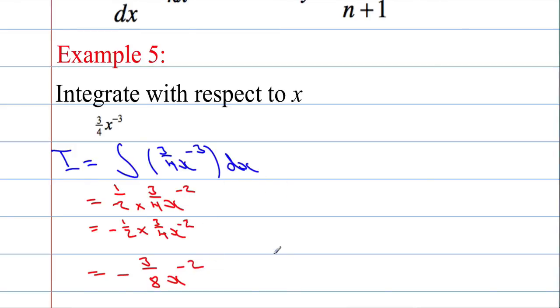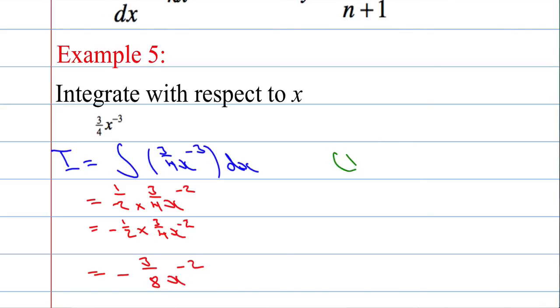Now you might see it written in textbooks sometimes like this: negative 3 x to the negative 2 over 8. Same thing. I just find it much easier to leave the fraction in front. I find it a lot easier to deal with that way, but you might have your own preference. Okay, we're going to do a check and then I'm going to show you something else.